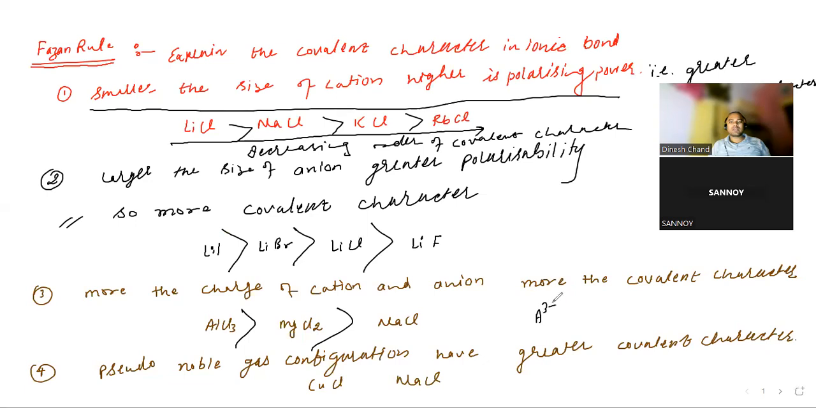Al is 3 plus. So it will take the electron faster. It will attract the electron faster. Yes or no? Yes, sir. So the electron will come in the center and it will act like covalent, as they are sharing electrons.